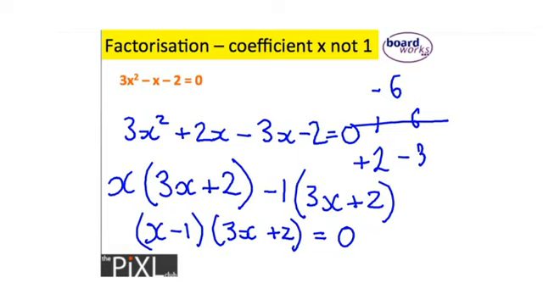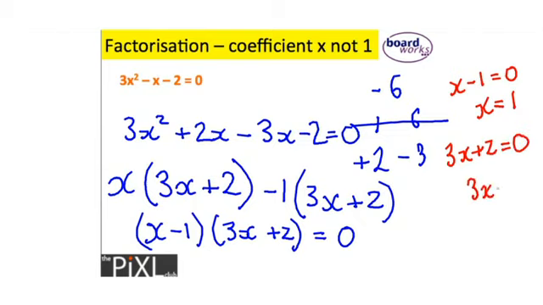We do the same as before, make each bracket equal to 0. So we have x minus 1 equals 0, x equals 1. And our second bracket, 3x plus 2 equals 0. Remove the 2, so we have 3x equals negative 2. So x is equal to negative 2 divided by 3. Our two solutions for x are x is 1 and x is negative 2 over 3.